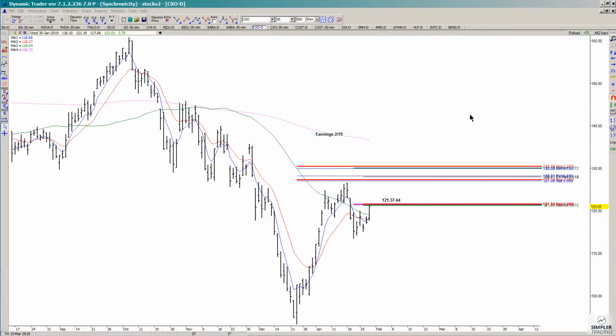Okay, today's video I'm going to do on CXO, and I do have a rather important, well, let's call it a pivotal decision, because if it holds underneath here, which at the moment it doesn't look like it wants to hold underneath there, but if it does, 121.37 to 64, then you have parameters for a relatively low risk short and would look for at least a pullback.